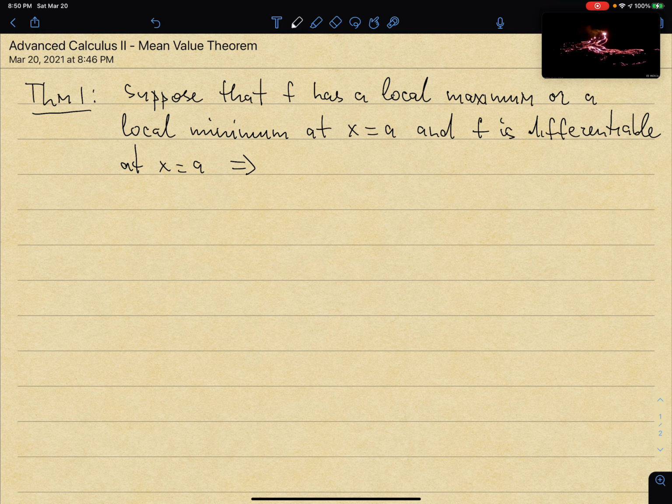Then what is the conclusion, right? As we all know, again, derivative represents the slope of a tangent line. So if you have a differentiable function, then at the maximum or minimum, the tangent line should be horizontal. And so the derivative of f at the point of a maximum or a minimum must be equal to 0. So therefore, f prime of a should be equal to 0. And let's see how we can prove this.